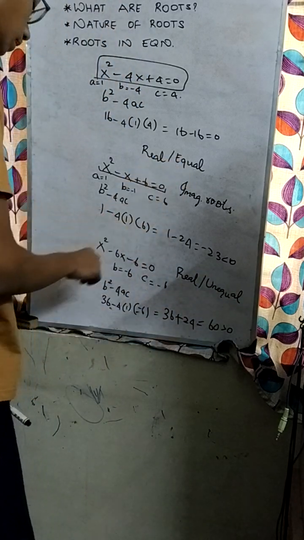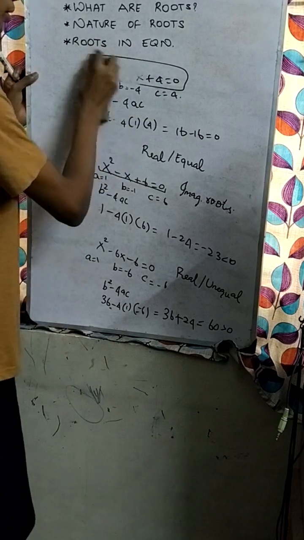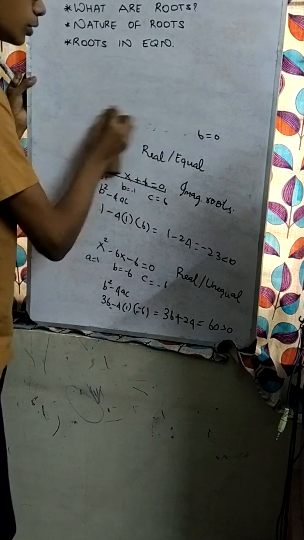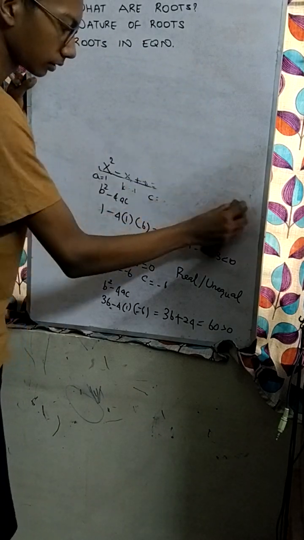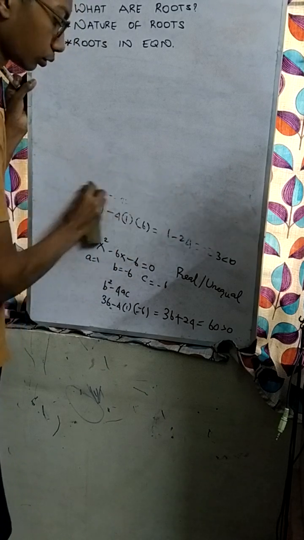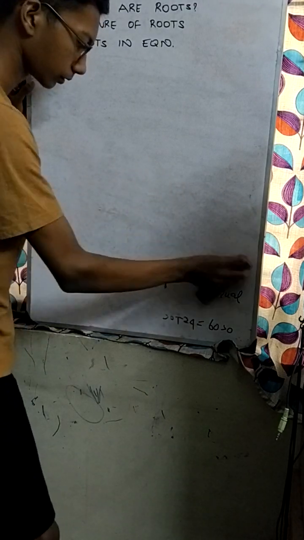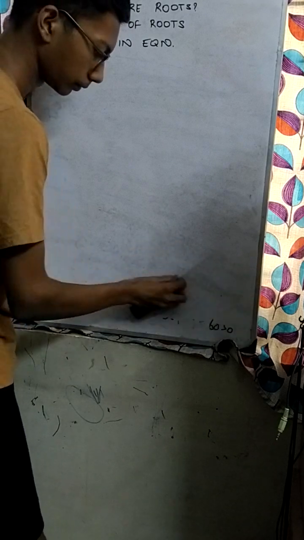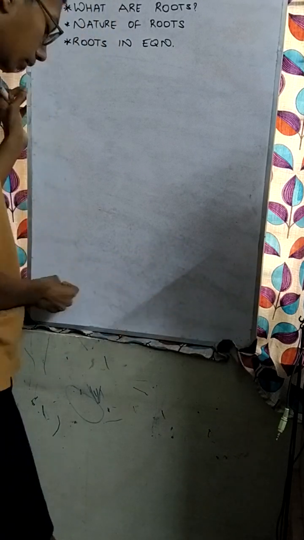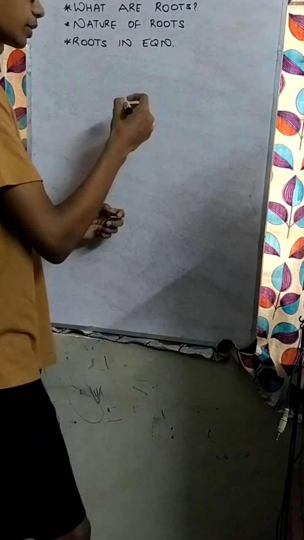So these are the things about nature of roots. The nature of roots gives you whether the root is imaginary, real root, equal roots or unequal roots. So that's the thing about nature of roots. Now let's get to the last topic in this video, that is roots in equation.